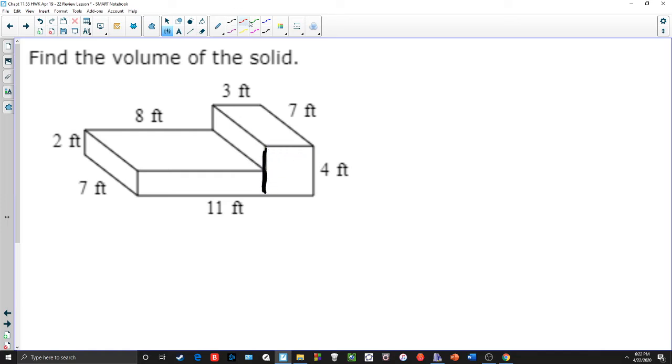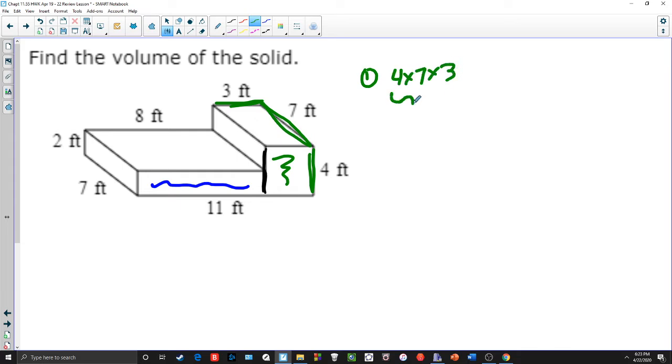And I have this rectangular piece over here, and I have this other rectangular piece over here. So I'm going to find the volume of these two prisms and then add them together. So I'll start with the green one first. The green one has a height of 4. It looks like it has a length of 7 and a width of 3. So it's a 4 by 7 by 3.